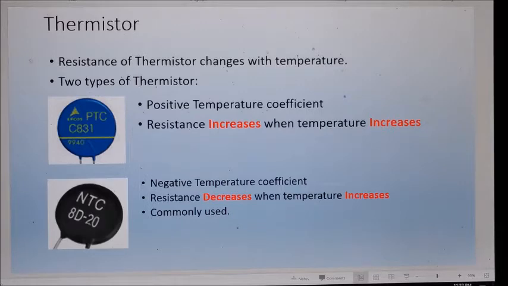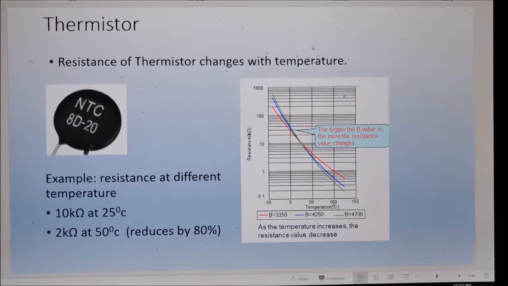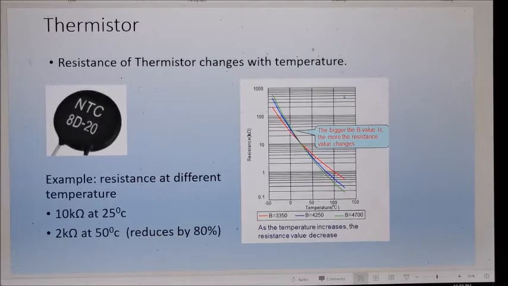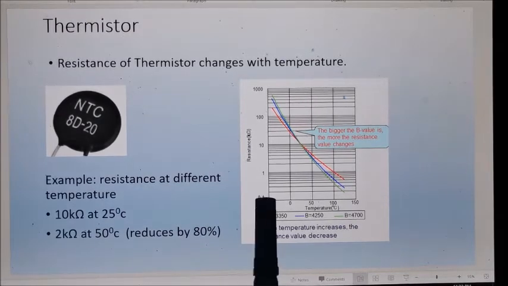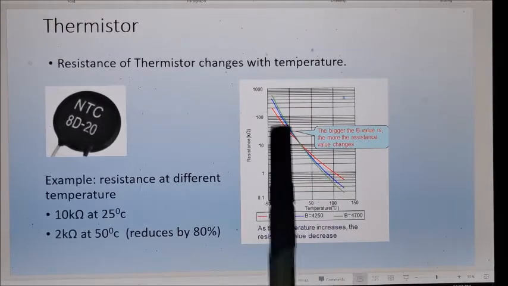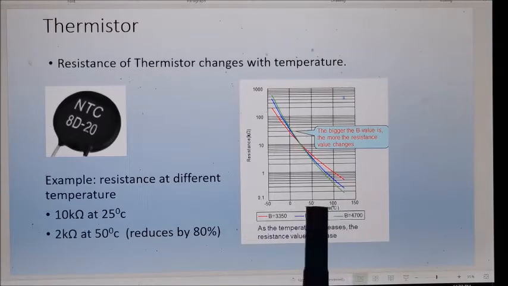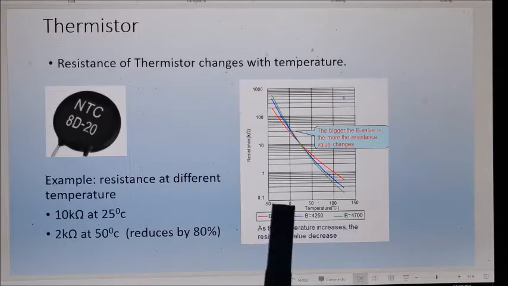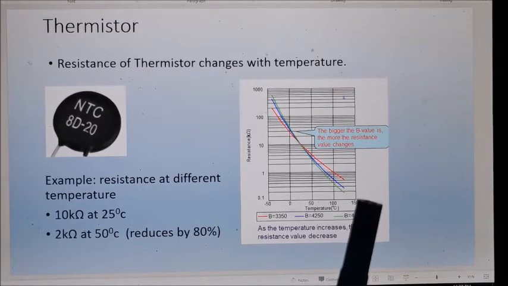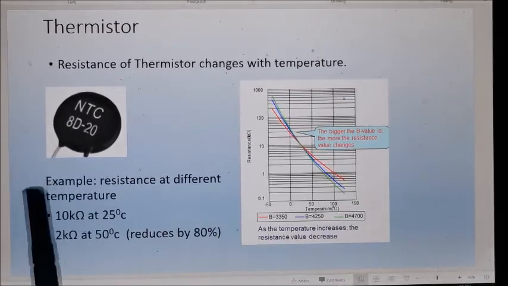Now, if you look at a graph of the negative temperature coefficient thermistor, it will look something like that. Temperature increases, my resistance will decrease. Resistance will decrease. Now, let me give you an example. This is just an example.